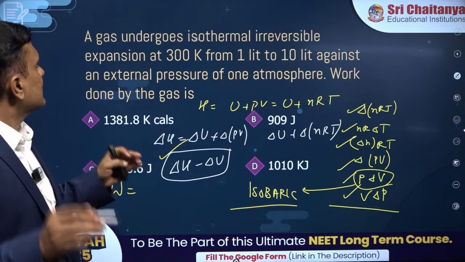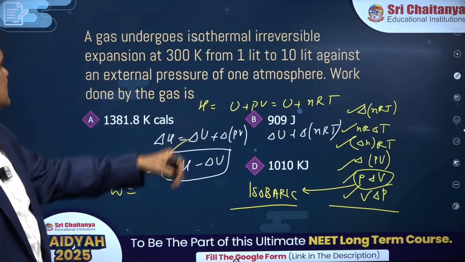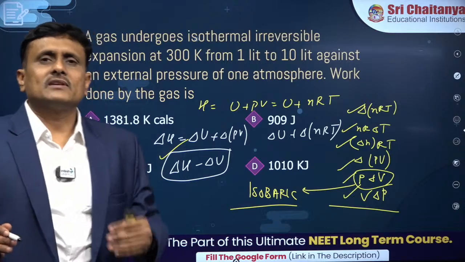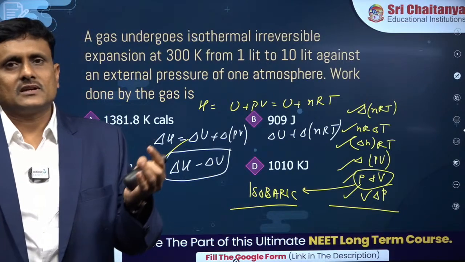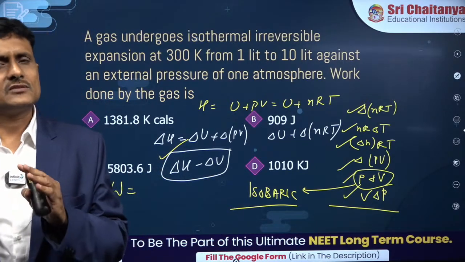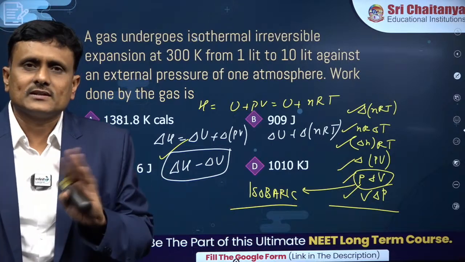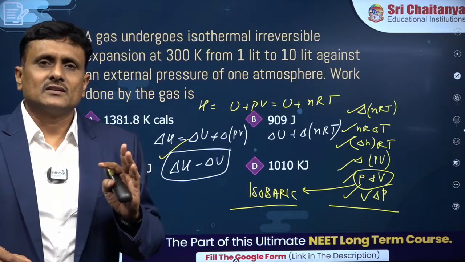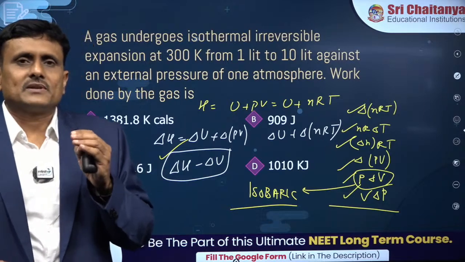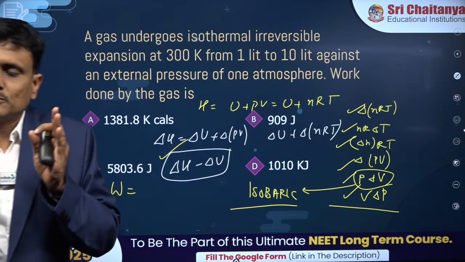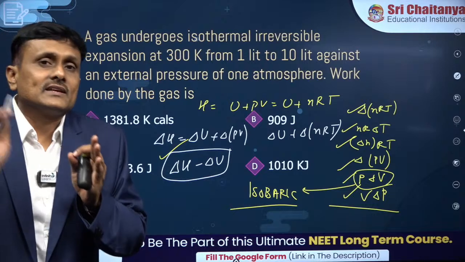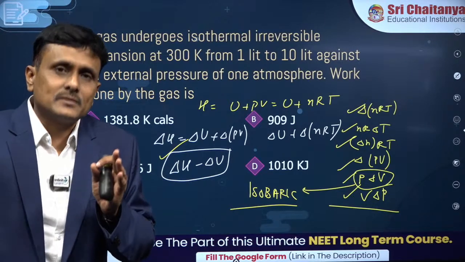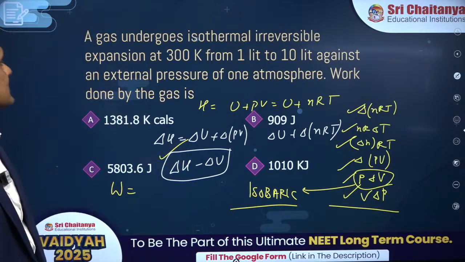So PdV. Sir, isothermal irreversible is given, no need to worry. When it is irreversible, pressure of the gas will be equal to the external pressure. That is the only thing one has to understand. Don't get distracted by that irreversible thing. PdV only. If it is reversible, pressure of gas equals external pressure. If it is irreversible, external pressure will be much greater. You can see that external pressure is given.